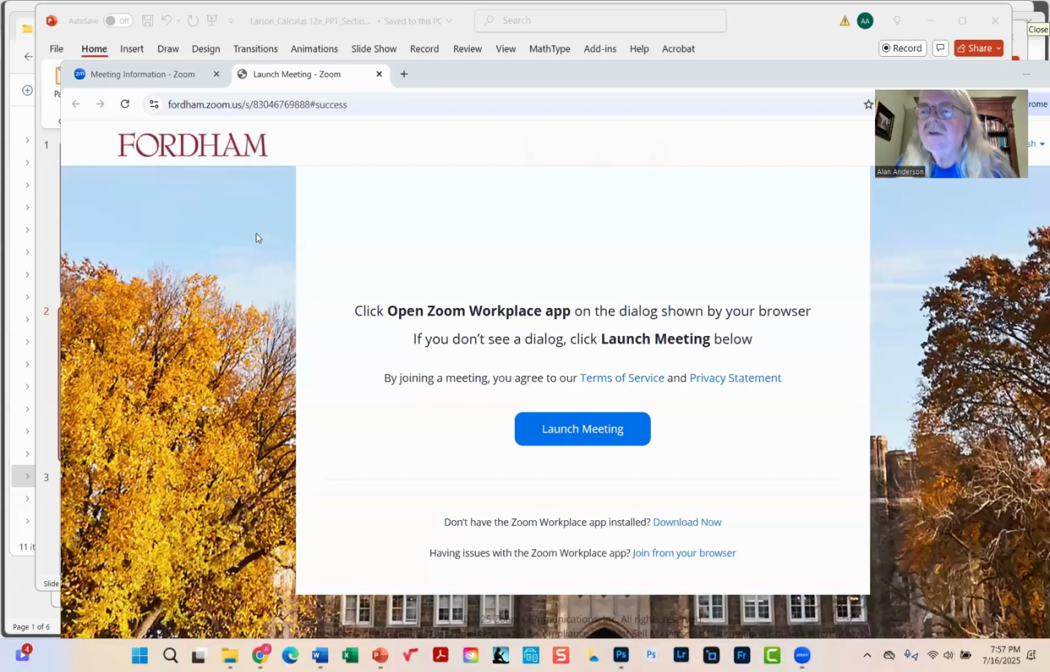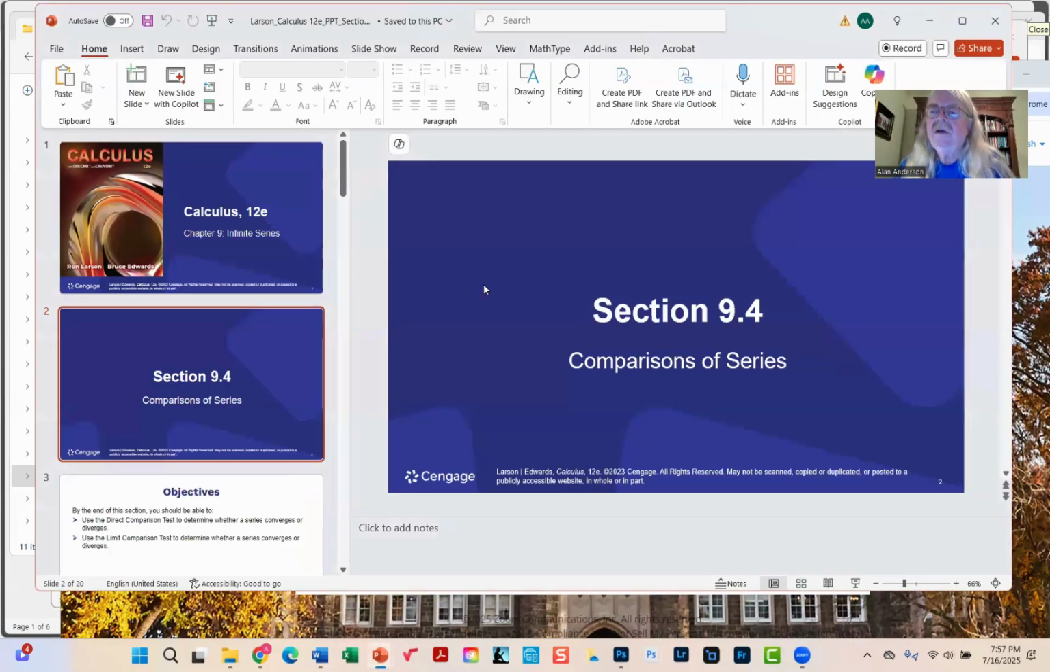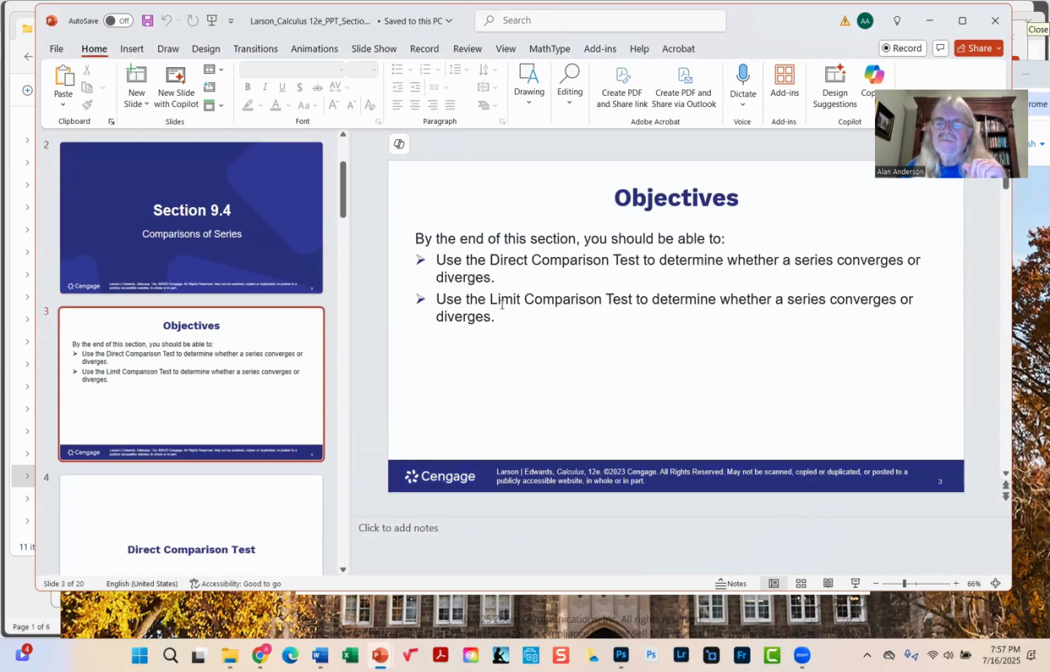All right, so tonight we're going to carry on with chapter 9. So we're ready for section 9.4. And for the next few sections, we'll continue to look at different techniques for determining if a series is either divergent or convergent. And there's a lot of different cases we could potentially run into. So that's why this is a very complex subject that we're diving into here. So we'll start with the comparisons of series.